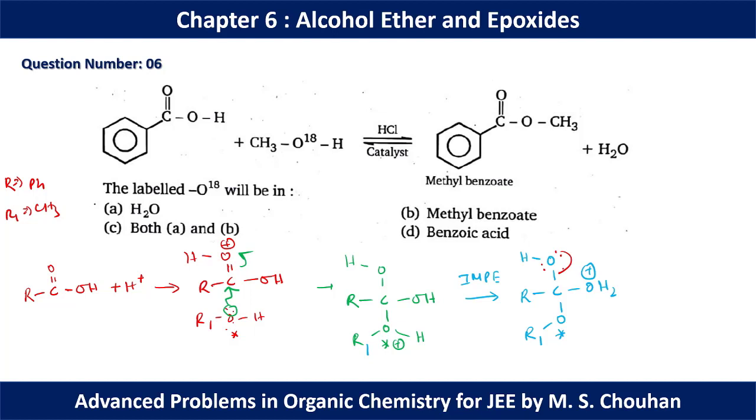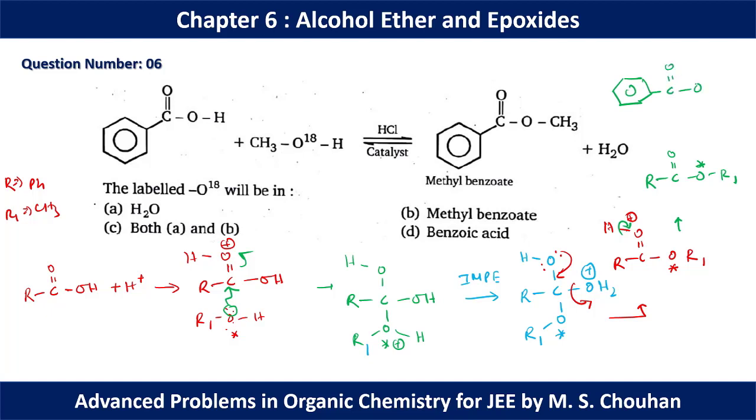This lone pair will come and this water will be eliminated from the system. So we will get C double bond O, OR1 with isotope labeled and positive charge. Finally, this hydrogen will be removed from the system. It will give its electron and the final product will look like this. Okay, so according to our substitution, we will get this kind of product. So the O18 label will be present on methyl benzoate, that is option B.